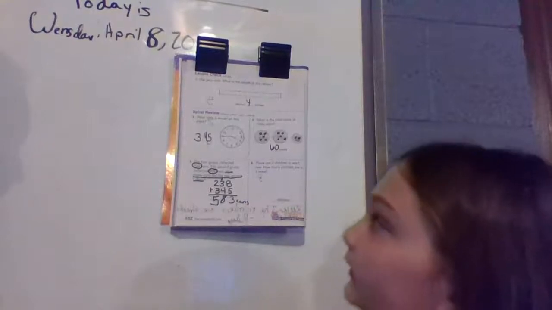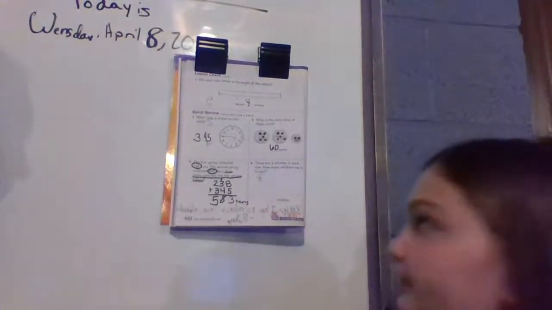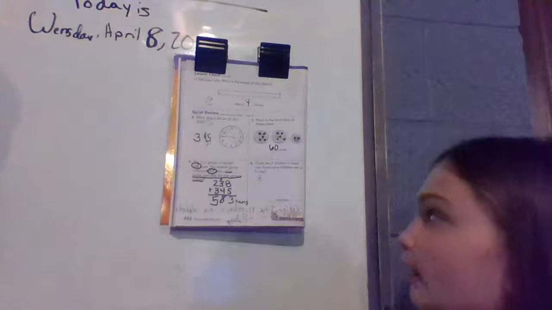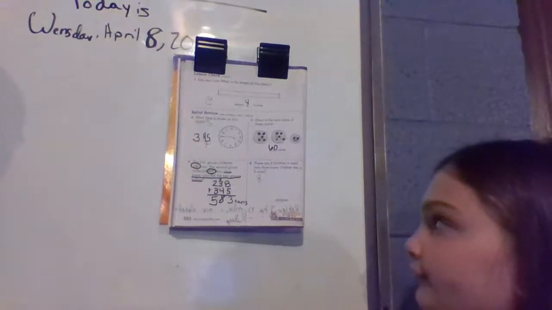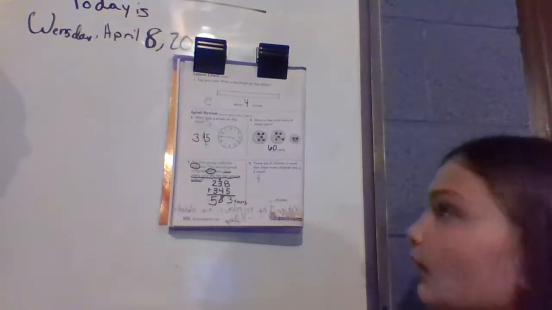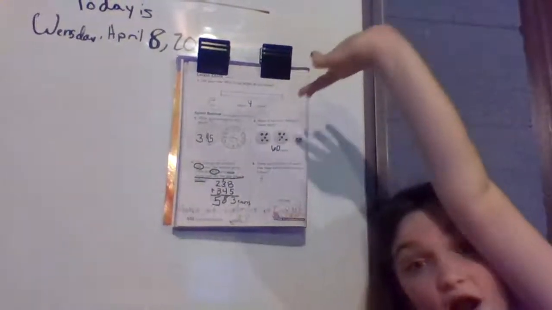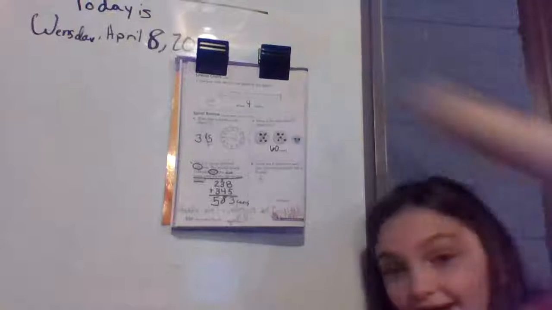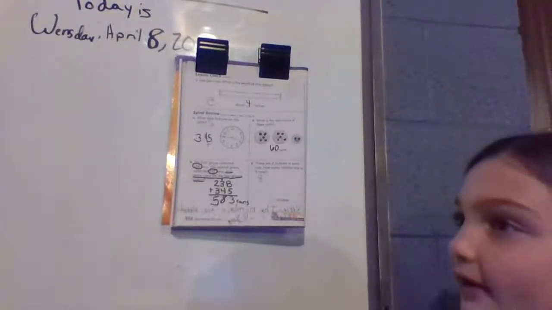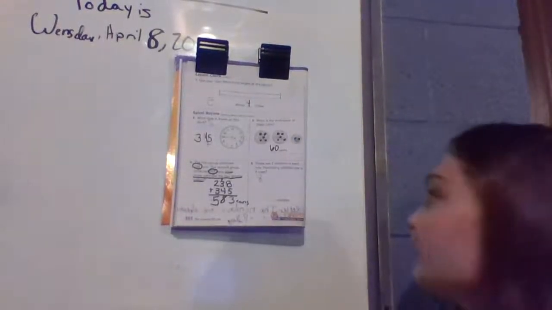Can I read it again? Go ahead. There are 2 children in each row. How many children are in 5 rows? Did you multiply it or are we adding? Okay. So draw an array.